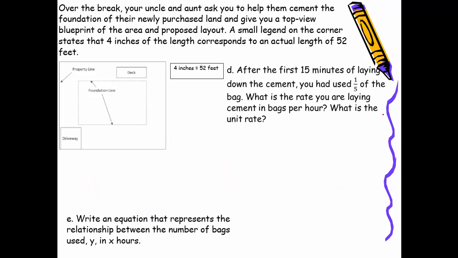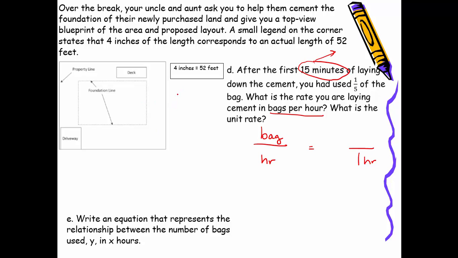After the first 15 minutes of laying down cement, you had used 1/5 of the bag. What is the rate you are laying the cement in bags per hour? Okay, so we know we need bags per hour. And in the end, they want a unit rate, so they want per 1 hour. The issue is this is 15 minutes. 15 minutes is what part of an hour?